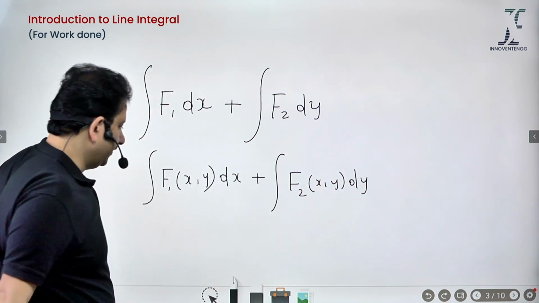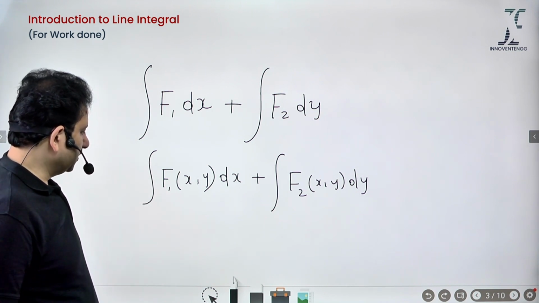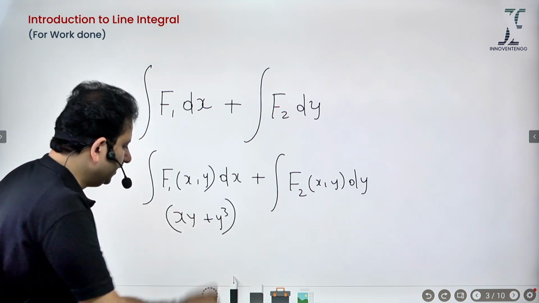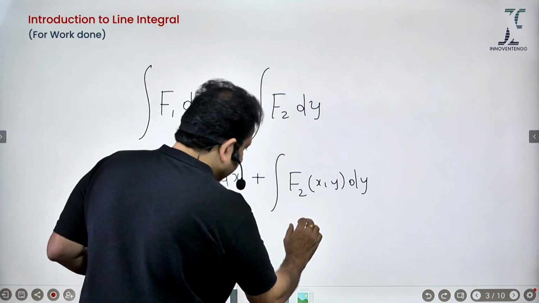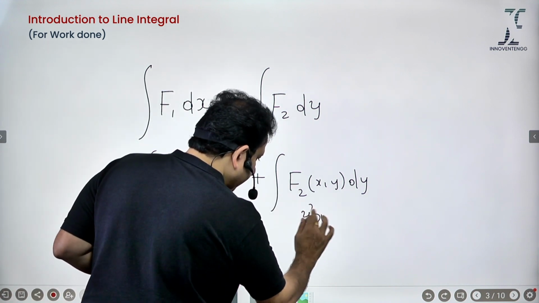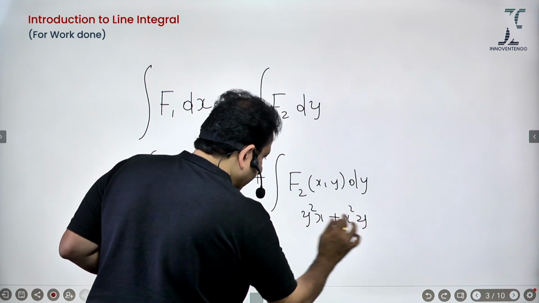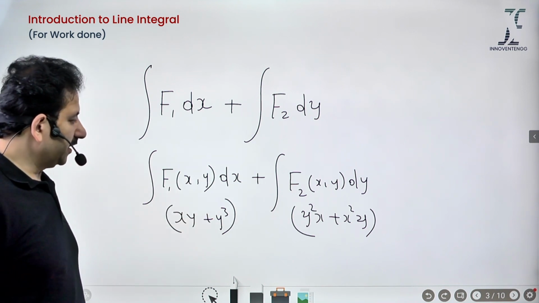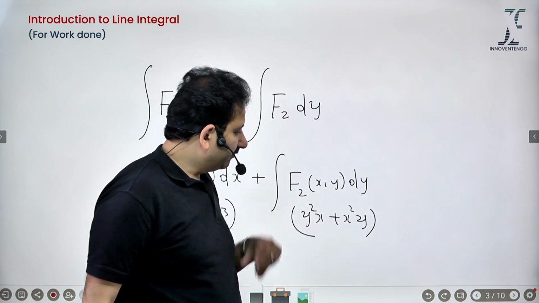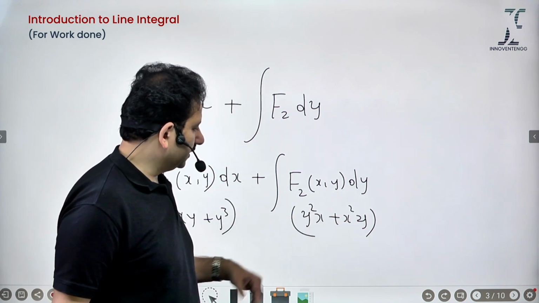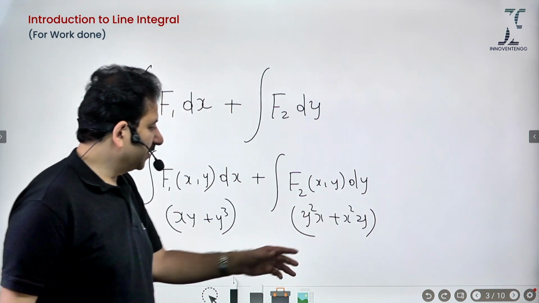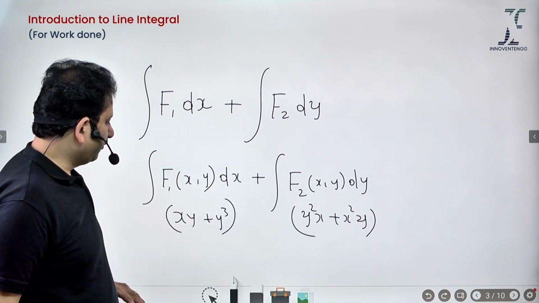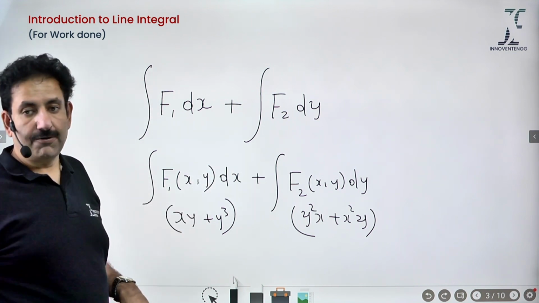Now observe one thing very carefully. I can give any arbitrary definition for F1. Let us say I am talking about xy plus y cube, just a definition I want to fit in, and here let me say it is y square x plus x square y. Now how do you integrate a y term with respect to x here? How do you integrate an x term with respect to y here? Because y square x cannot be integrated, because your integration is with respect to y, because you are finding work done for displacement along y direction, and you are trying to find work done for displacement along x direction. How do you do it?